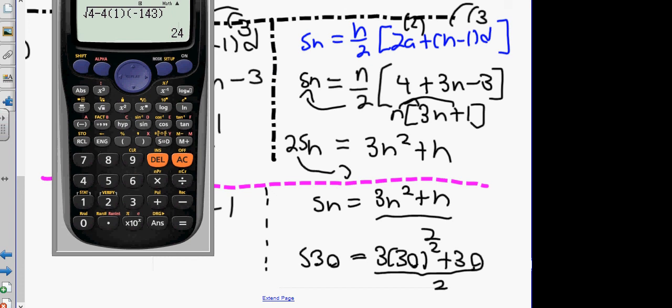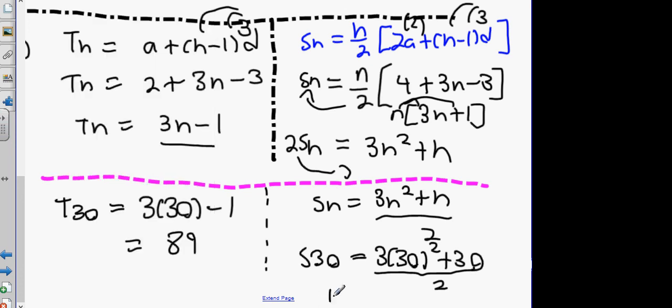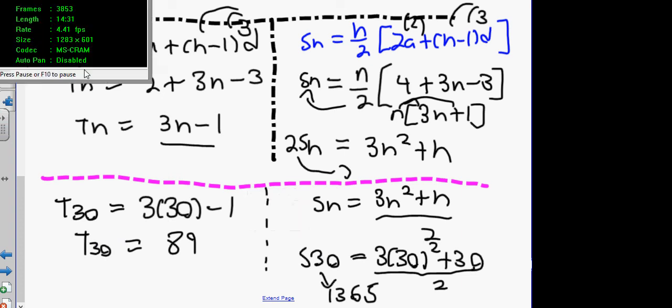There's no need to do anything else. Press the fraction button at the start. 3 bracket 30 squared plus 30, and then just divide all that by 2. And what you'll get there is 1365. So S30 is 1365, while T30 is 89. Okay, any questions on that one?